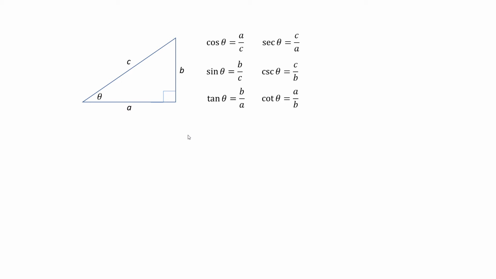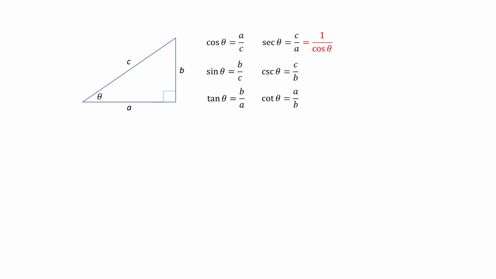In the previous video, we introduced 6 trigonometric functions via a right triangle. And today we're going to talk about the relationship between those 6 functions. Well, is it clear? It's easy to see that secant is 1 over cosine.